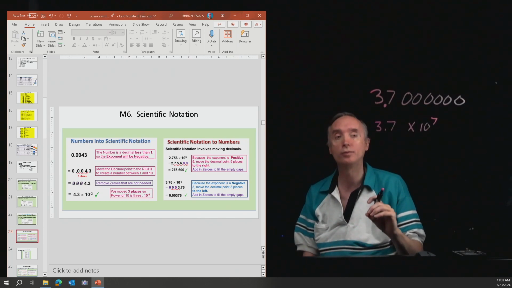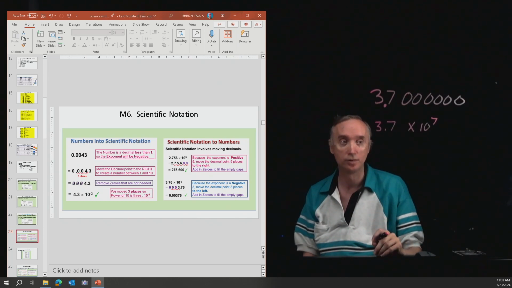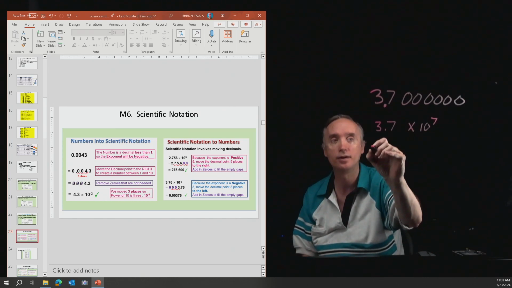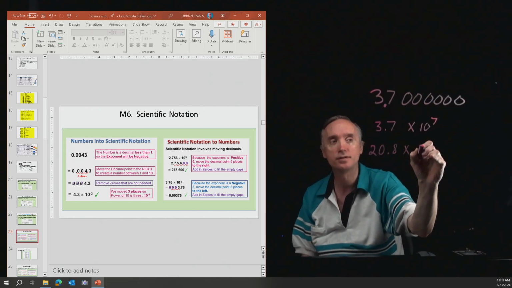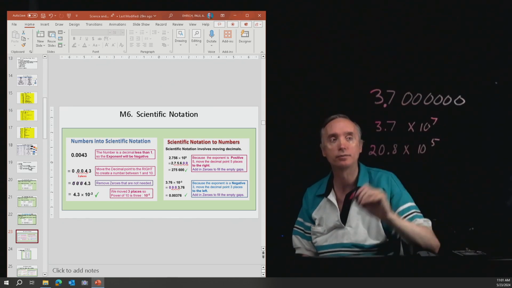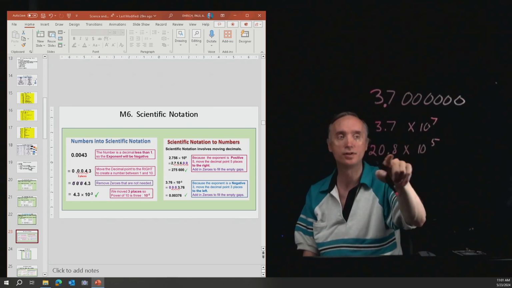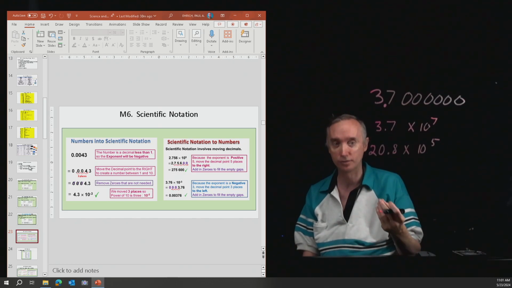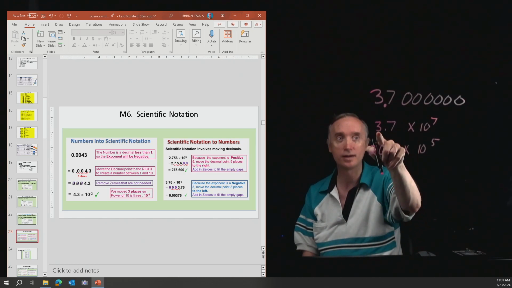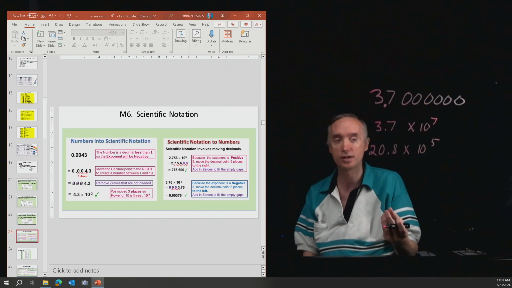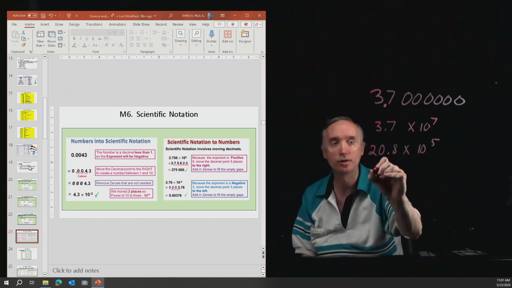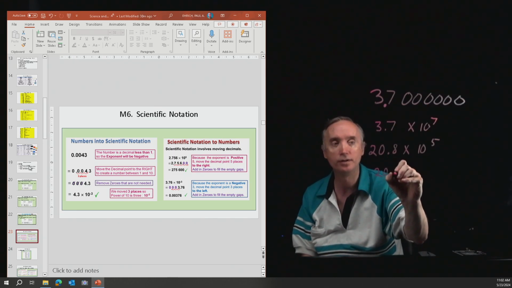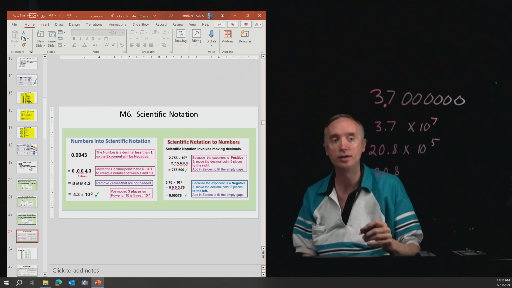Okay, now we want to be able to go backwards as well. So what if you had a number, now let's say that it was 20.8 times 10 to the 5th power. And we want to change this into regular notation. So this is scientific notation, and then the regular notation is going to be with all the zeros in there. So what are we going to do? So we're going to write down 20.8. Okay, now we need to put some zeros.